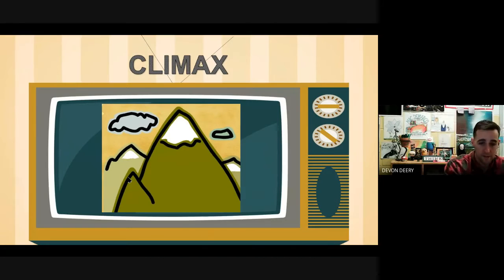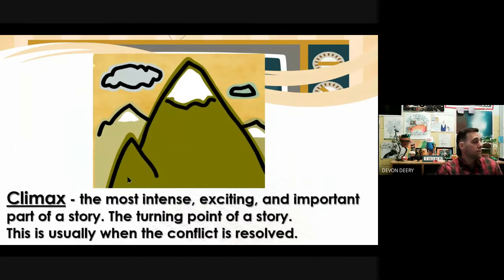Which takes us to our climax. The tip of the mountain, the height of the story. The climax is the most intense, the most exciting and important part of a story. It's the turning point. It's usually when the conflict is resolved. If you think about this as a checklist, because this is like three different definitions essentially, the words intense and exciting and important are kind of a matter of opinion. What is important to me might not be that important to you. What's exciting to me is not that exciting to you, right? So it's kind of subjective, like anything in life, in English class in particular.